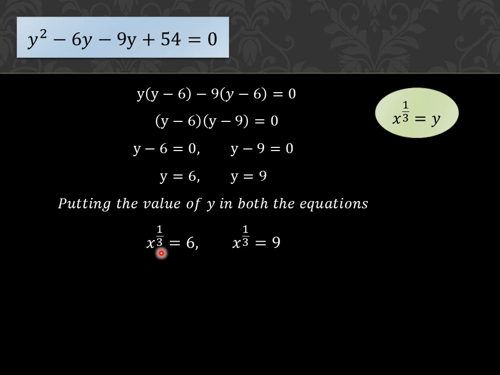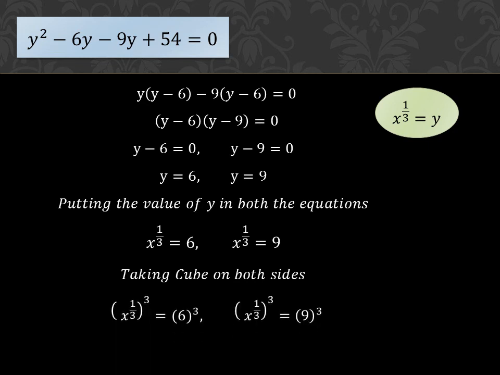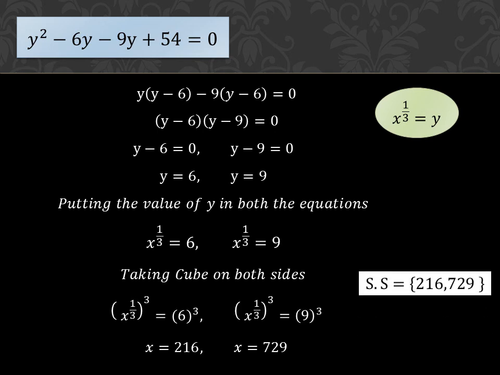How can we cancel 1 by 3? Yes, if we have 1 by 3 in the power, we will take the cube of it to get it cancelled. So taking cube on both sides, the 3 in the denominator and 3 in the power will get cancelled for both the x, and taking cube of 6, 6 into 6 into 6 we get 216, and 9 into 9 into 9 we get 729. So now we have the values of x, and x was the variable that was given in the question. So these values will be written in the solution set.